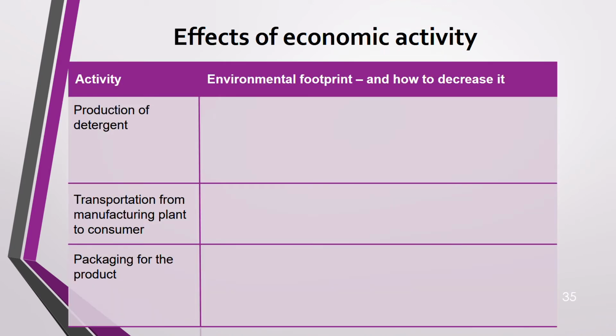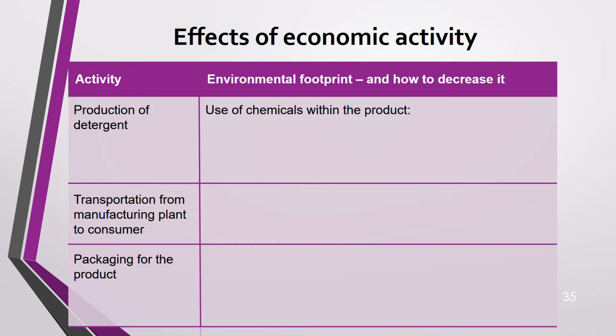Now let us go through an example to understand and finish off this environmental footprint before I move on to social footprint. There are three activities in your left hand column, and on your right hand side, how to decrease that environmental footprint will be given to you. Number one, the first activity is production of detergent. When you make a detergent, some environmental footprint is there, and what actions do you take to reduce it?